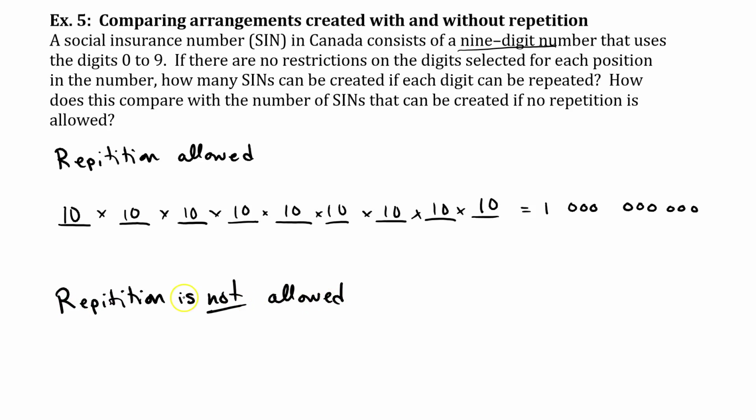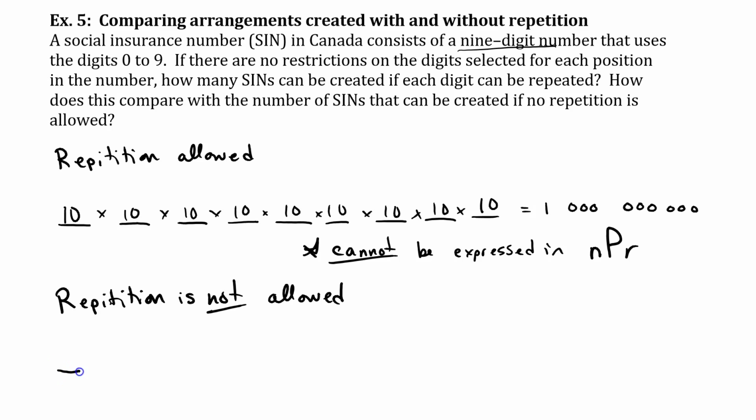Oh, before we go on to this one, I want to make a significant note here. This cannot be expressed in nPr notation, because the number of objects to choose from doesn't diminish. It doesn't go down. Since repetition is allowed, we can have 10 to choose from, then 10 to choose from, then 10, then 10, then 10. So essentially what we would be doing is 10 pick 1, times 10 pick 1, times 10 pick 1, times 10 pick 1.